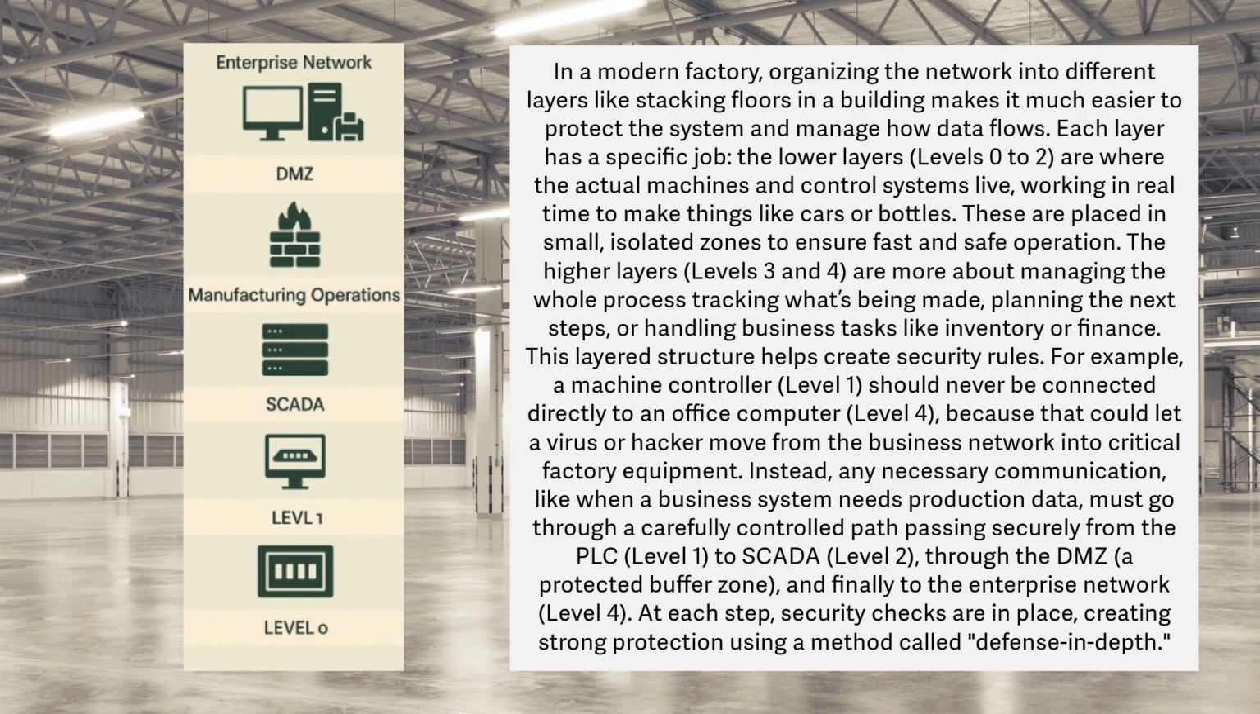Instead, any necessary communication, like when a business system needs production data, must go through a carefully controlled path, passing securely from the PLC, level 1, to SCADA, level 2, through the DMZ, a protected buffer zone, and finally to the enterprise network, level 4. At each step, security checks are in place, creating strong protection using a method called defense in depth.